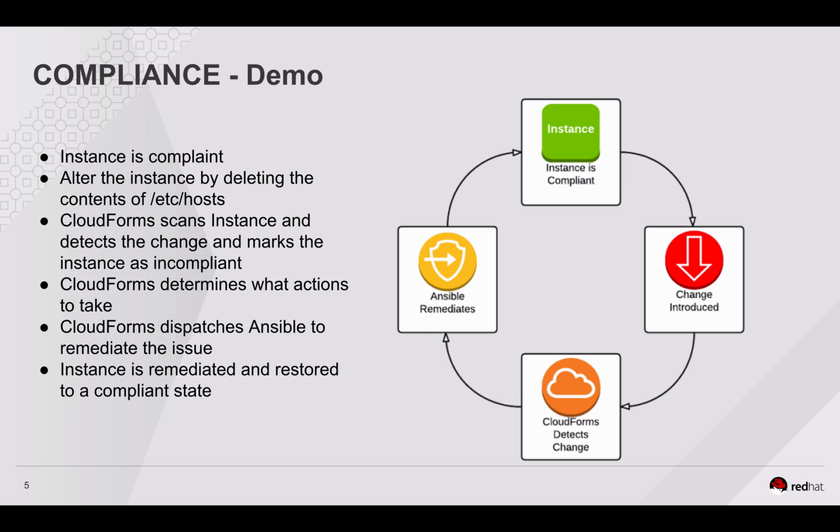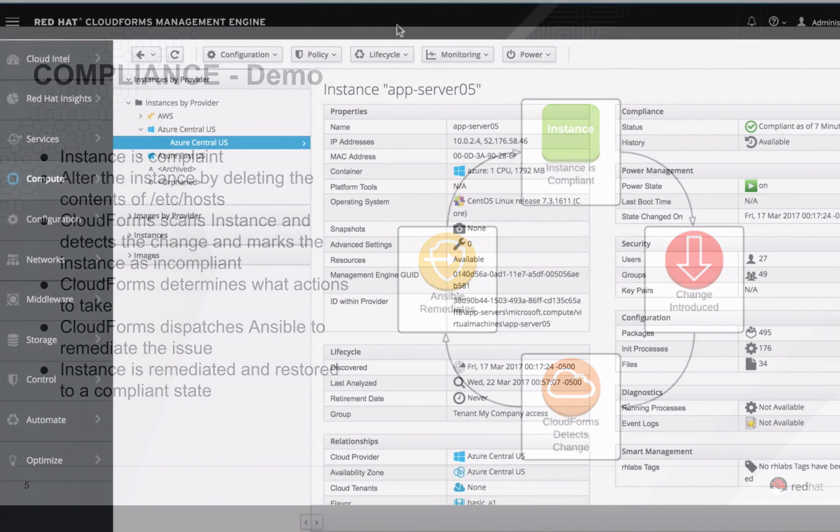and it will verify that that is indeed against policy. CloudForms will then fire off an action that I've preset that basically says, when this condition is met, go fire off an Ansible job that remediates that problem. Go copy a new hosts file into place. And then we're going to rerun the smart state analysis and the compliance policy, and CloudForms will detect that the instance is once again compliant. So let's go ahead and do that.